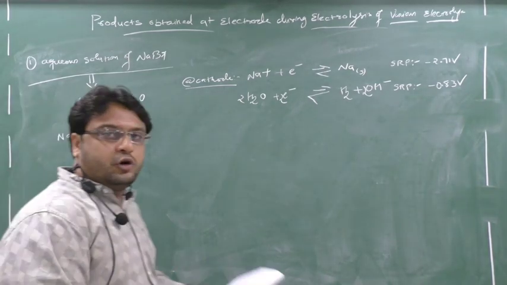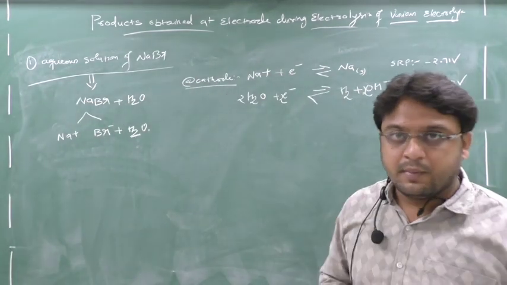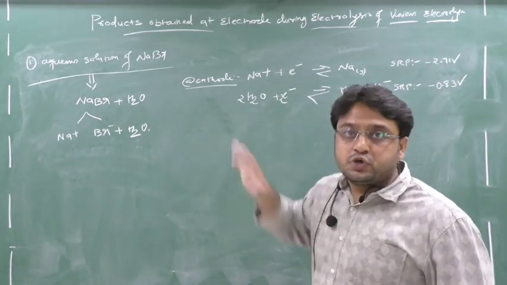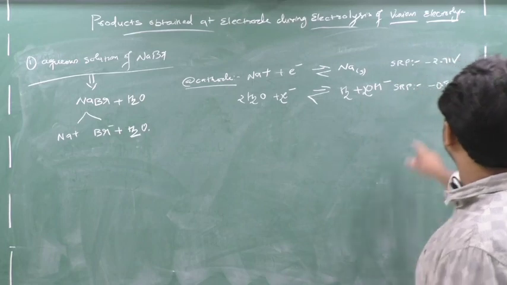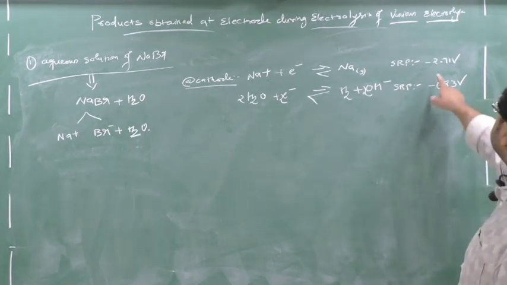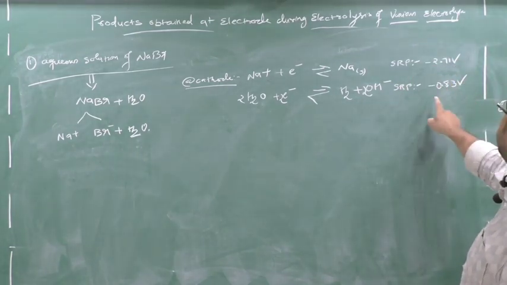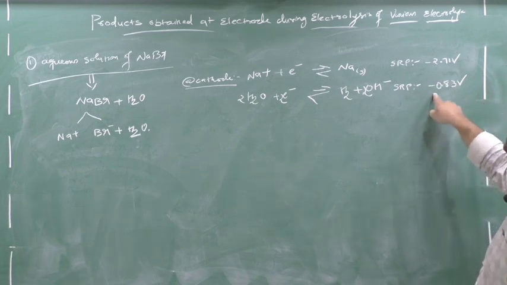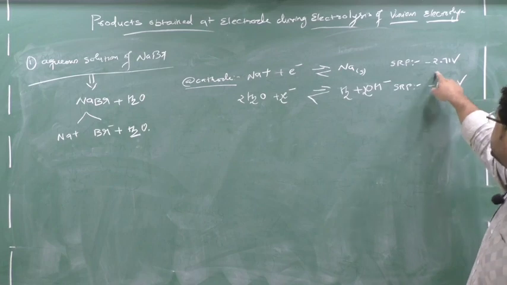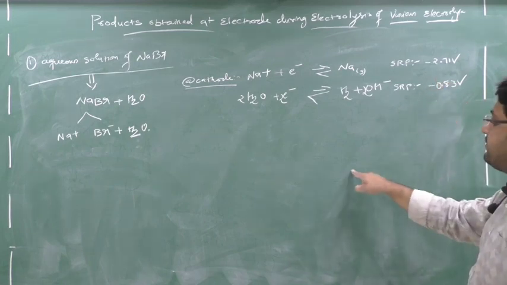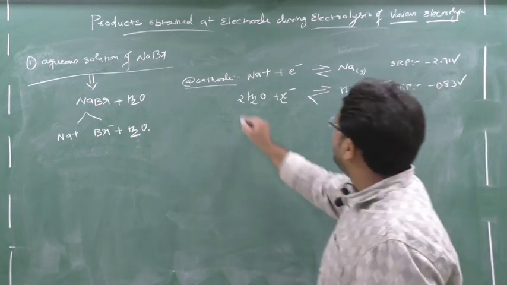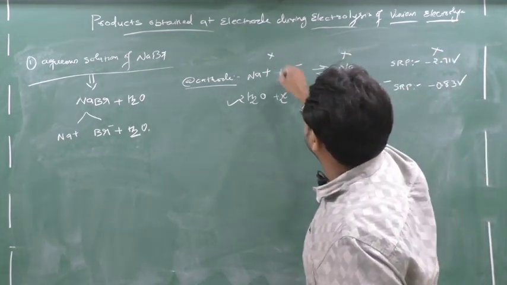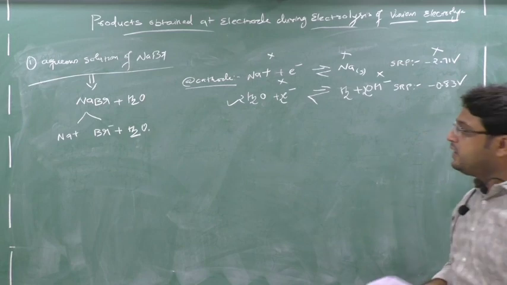Clear? Now you know, lesser value anode, more value cathode. Means if you have to stay at cathode, you should have more SRP value. So whose SRP value is more here? This is minus 2.71 and here it is minus 0.83. So whose value is more? This value is more. Yes or no? This value is less, because minus 1 is greater than minus 2. So here water reduction will occur and sodium reduction will not occur.